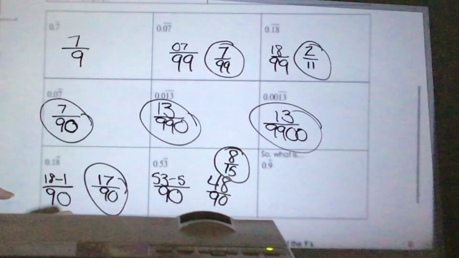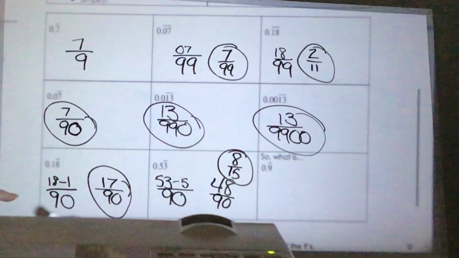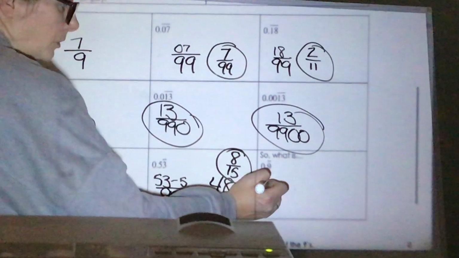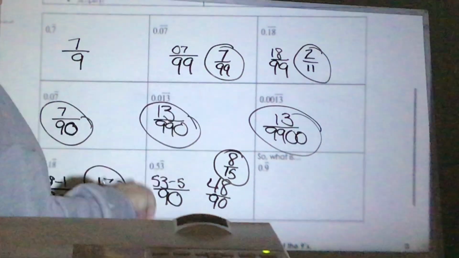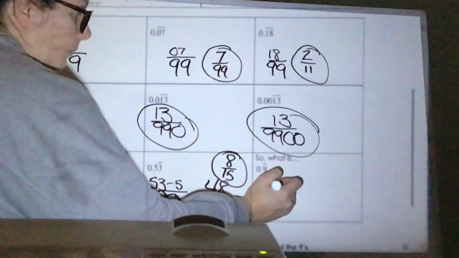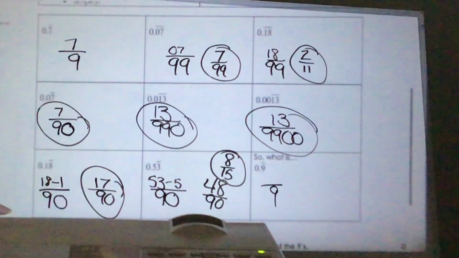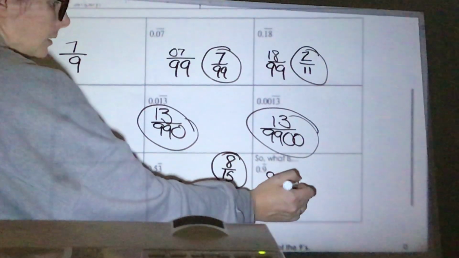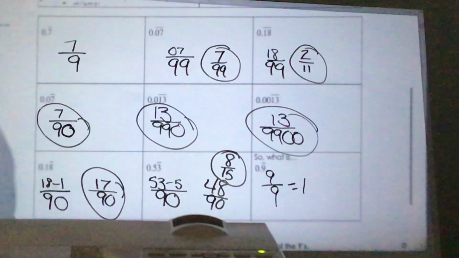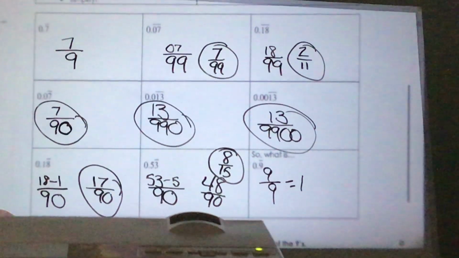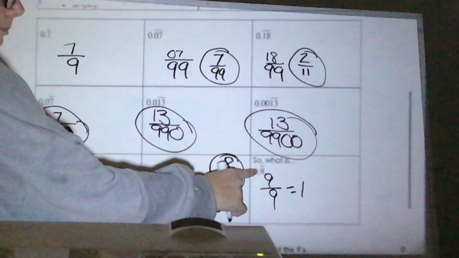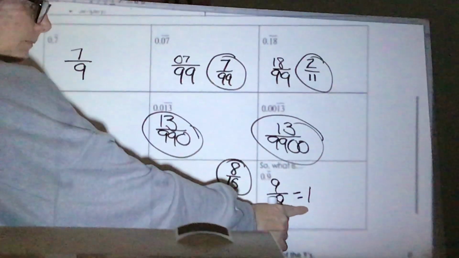And the final example over here, it says, so what does 0.9 repeated equal? So if we use the same trick that we use this whole sheet, we have one number that repeats, so we get 9 on the bottom. Our numerator is also a 9, so we get 1. 0.9 repeated is the same exact number as 1. There is nothing different between 0.9 repeated and 1.